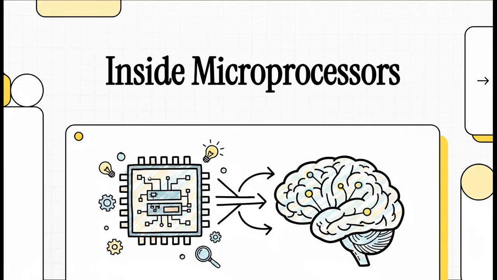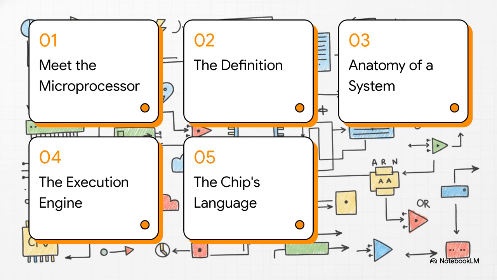Welcome to This Explainer. Today, we're going to take that cold, static metal of a microchip and translate it into a working, understandable brain. If you're the kind of person who loves to learn exactly how things function under the hood, you're definitely in the right place. We're going to break down the microprocessor step by logical step. Okay, let's dive into this.